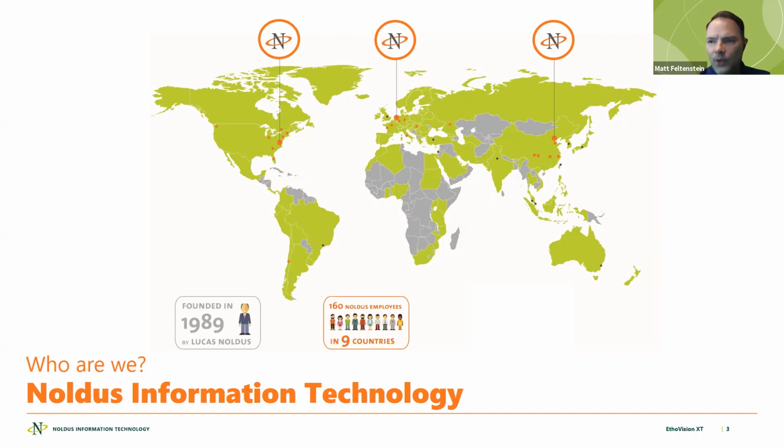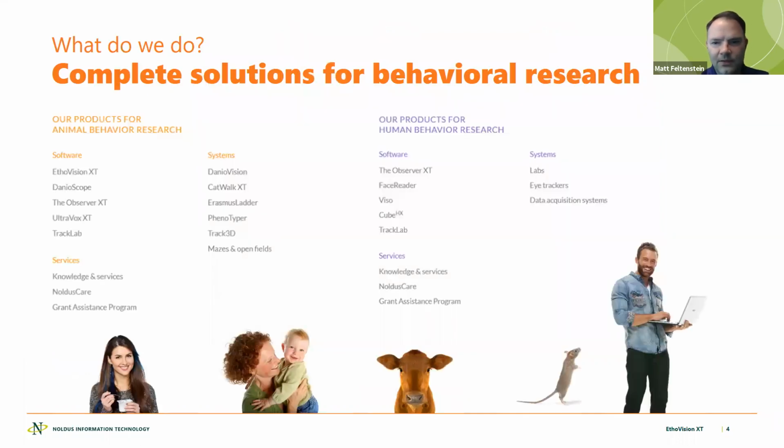While Noldus is, based on size, a relatively small company, we actually have quite a global presence. We have around 11,000 customers in 94 different countries. The reason for that is we offer a large portfolio of complete behavioral research solutions for both human and animal research. Not only software, we also offer hardware systems, which could be computers, cameras, audio, physiological data collection systems, optogenetics, eye tracking, and of course, fear conditioning.